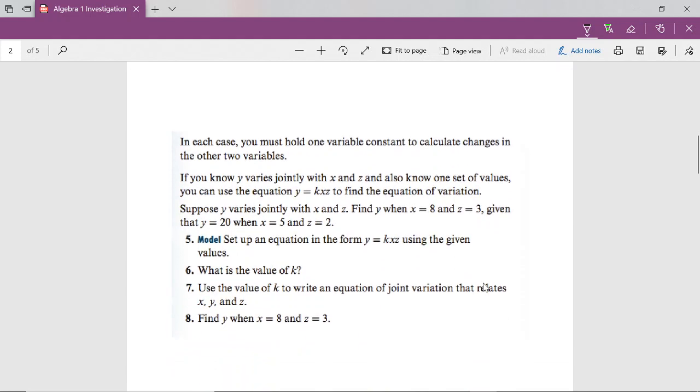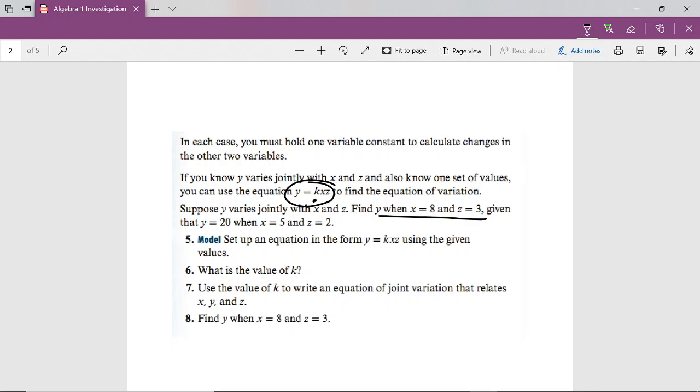Okay, so let's work with joint variation with all of this information. In each case, you must hold one variable constant to calculate changes in the other two variables. If you know y varies jointly with x and z, and also know one set of values, we can use our general equation for joint variation, y equals kxz, to find the equation of variation. Suppose y varies jointly with x and z. Find y when x is 8 and z is 3.